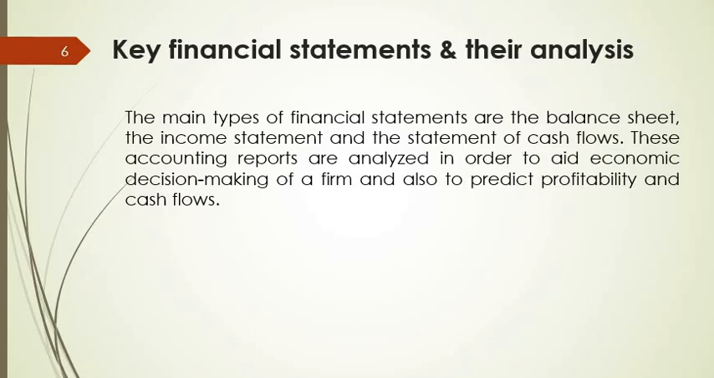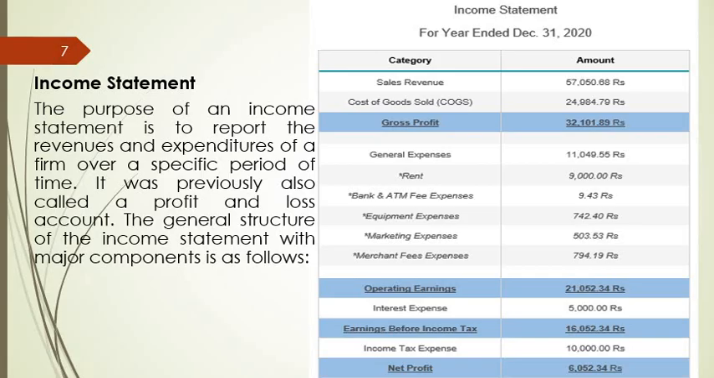So, key financial statements and their analysis. The main types of financial statements are the balance sheet, as you know, the income statement and the statement of cash flow. These accounting reports are analyzed in order to aid the economic decision making of a firm and also to predict profitability and cash flows. So starting with the income statement.